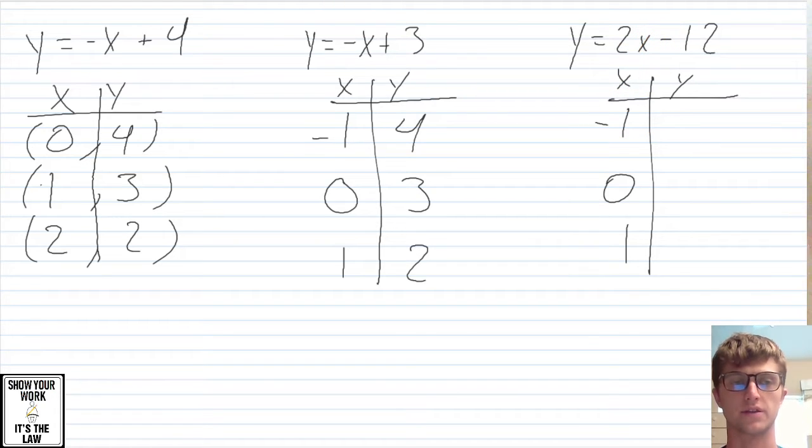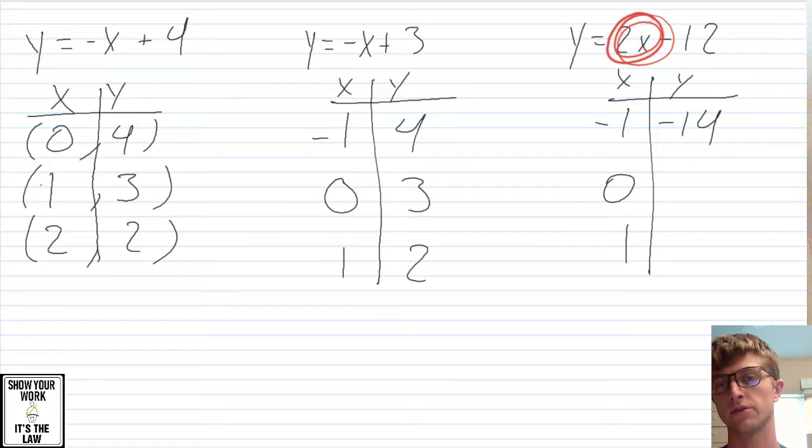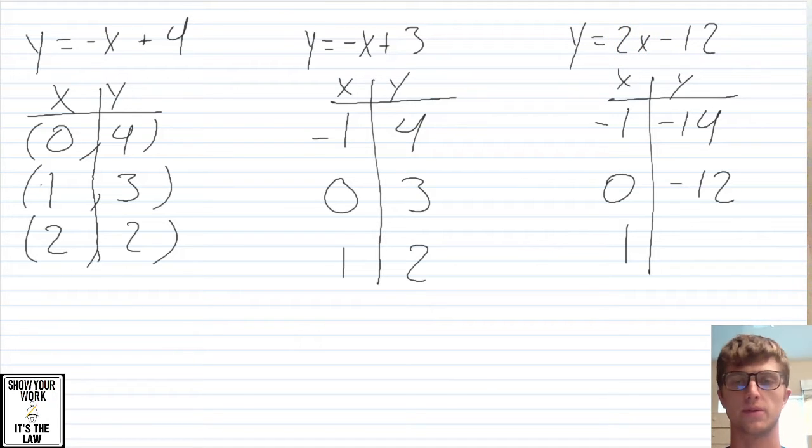Minus 12 gives us negative 14. Then 0: replace our x with 0. 0 times 2 is 0. 0 minus 12 is negative 12. And then lastly, 1: 2 times 1 is 2, minus 12 gives us negative 10. So those are 3 sets of ordered pairs for each of our little equations there.